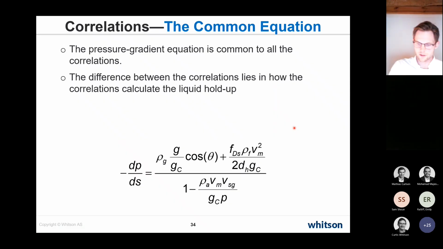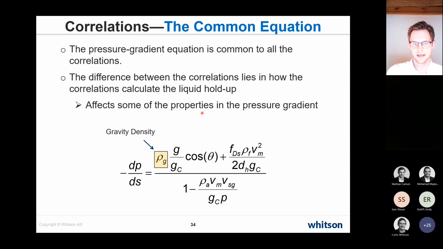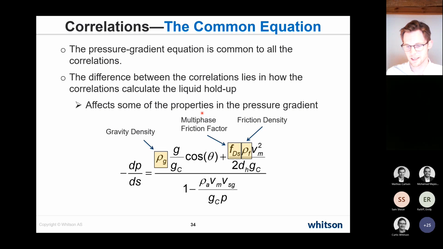We'll just start by saying that there's one common equation, and that's the equation I showed you just now. And what differs is how these correlations compute the density in the gravity term, the friction factor in the friction term, the density in the friction term, and the density in the acceleration term. That's what really matters. And then viscosity, you saw, also is weighted by liquid hold-up. That comes into this multi-phase friction factor in the Reynolds number. But the densities are what matters the most. And these densities for the different terms may not be the same, and they may not be computed the same way for the different correlations.